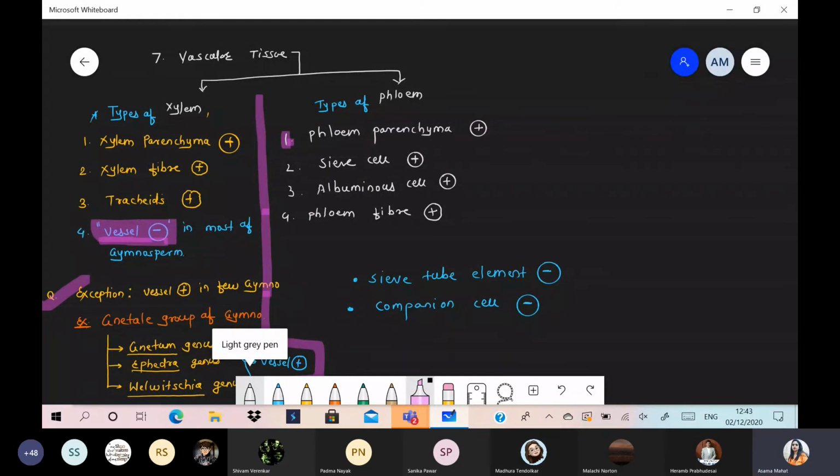Morphology chapter is large. Anatomy chapter is quite large. Cell cycle and cell division, I think hardly six classes. That's it.